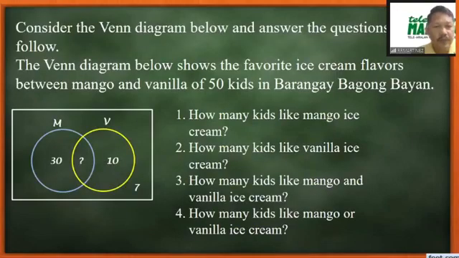Now, okay, another application, class. Let us consider the Venn diagram below and answer the following questions. The Venn diagram below shows the favorite ice cream flavors between mango and vanilla of 50 kids in Barangay Bagong Bayan.